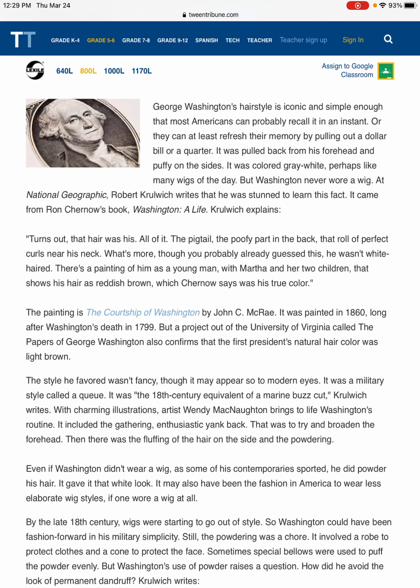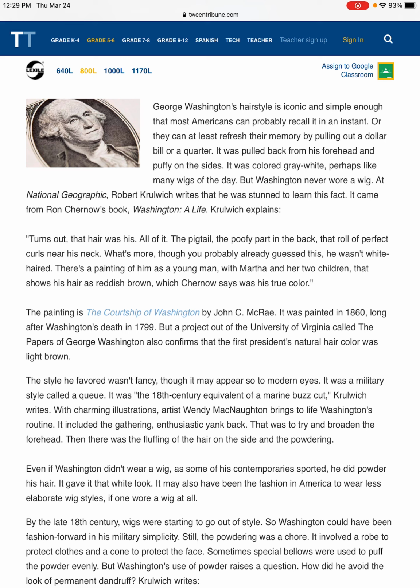What's more, though you probably already guessed this, he wasn't white-haired. There's a painting of him as a young man with Martha and her two children that shows his hair as a reddish brown, which Chernow said was his true color. The painting is The Courtship of Washington by John C. McCrae. It was painted in 1860, long after Washington's death in 1799, but a project out of the University of Virginia called The Papers of George Washington also confirms that the first president's natural hair color was light brown.